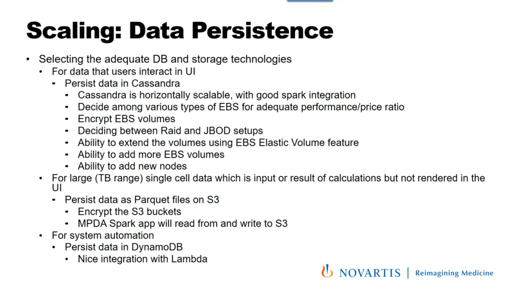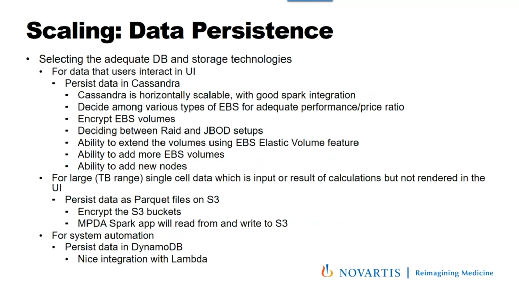All right, let's talk about scaling and data persistence. For data that users interact with in the UI, data persists in Cassandra, which, as I said, is an Apache NoSQL database. Cassandra works really, really well with Spark natively, so EMR, right? It's able to horizontally scale, even though we have hosted it within an EC2 instance. So Cassandra sits on EC2.